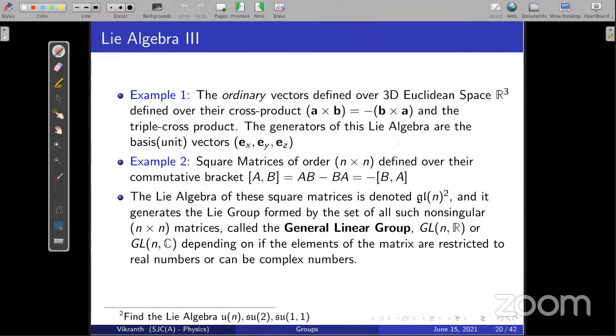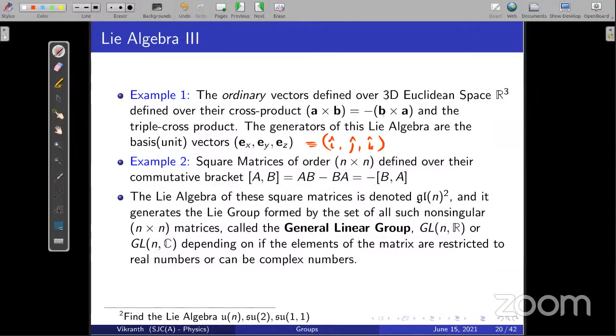One of the best examples that all of us know is the vector cross product, right? If you have two vectors A and B, the cross product is anti-commutative. A cross B will give you the negative of B cross A, and the generators of your three-dimensional Euclidean space are the unit vectors Ex, Ey, Ez, or you might know them as i cap, j cap, and k cap. They're all the same, right? It's just that no one's ever told you that these are Lie groups.